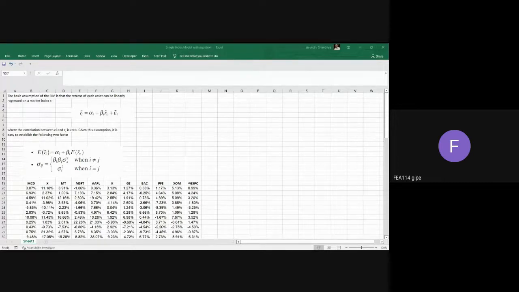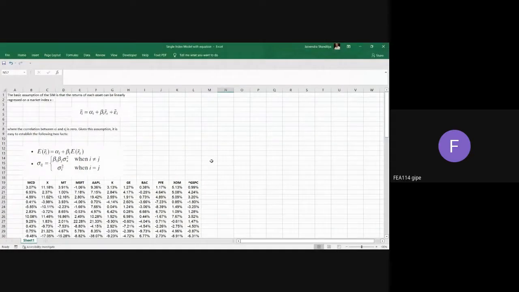So okay, this first method, another method of doing the variance covariance, is the simple index method, or simple index model.